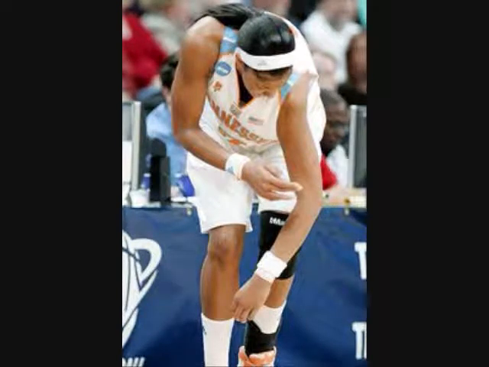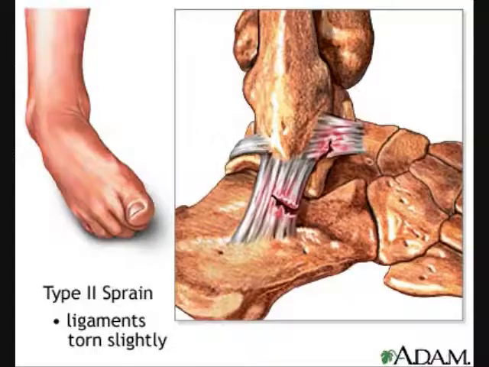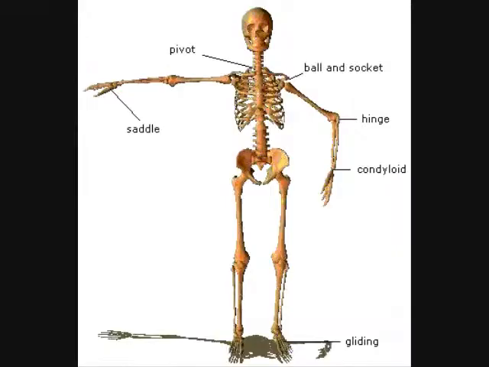Dislocation. The displacement of a bone from the normal position of a joint. Shoulders or fingers can dislocate easily because bones and ligaments are fragile. A sprain is the partial or complete tearing or stretching of ligaments and other tissues at a joint, whereas a strain is the stretching and tearing of muscle fibers or tendons. This can happen from overstretching or sudden movement when you are not fully warmed up.